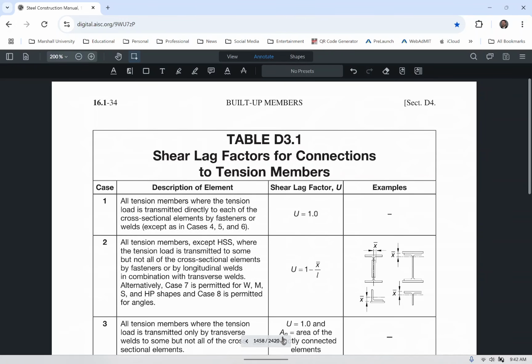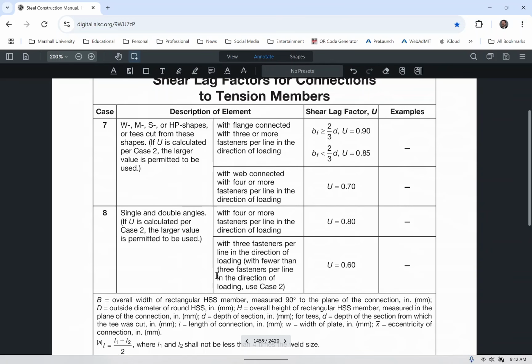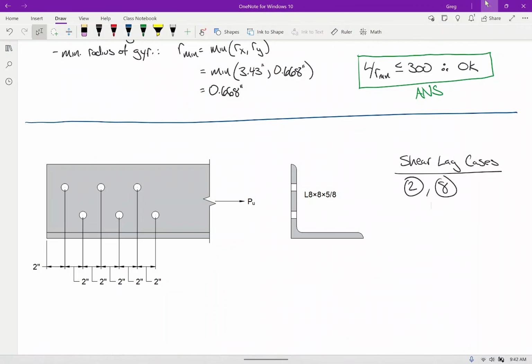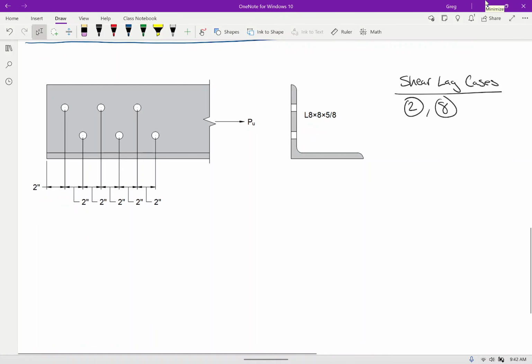All right, so here's case 8. Do we have a single angle? Yes. We have fasteners per line in the direction of loading. Let's look at case 8 in a bit. Right now, let's just deal with case 2.